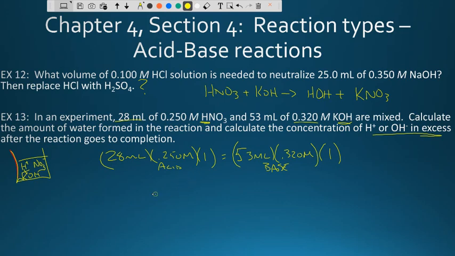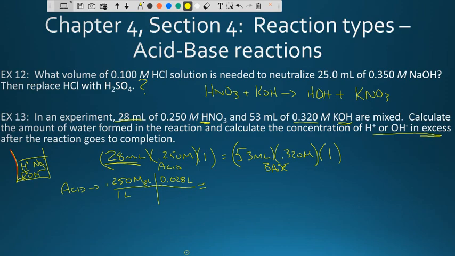Okay, so here's the key. They say that I've got this much of my acid. Here's its strength. Okay, so here's my acid. It is a 0.250 molar. That means I have that many moles per liter. But I don't have a liter. I have 28 milliliters. That's 0.028 liters of solution. And so what do I end up with?